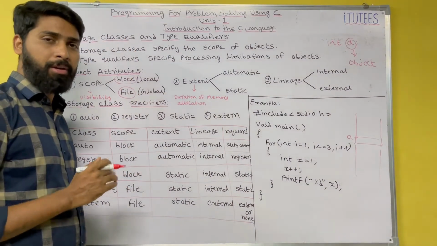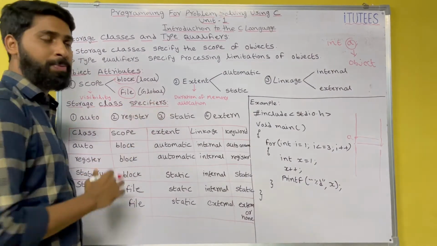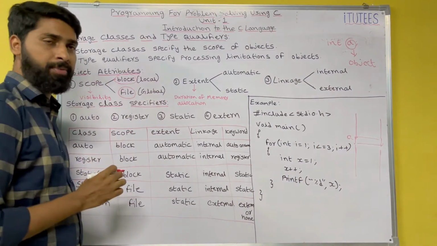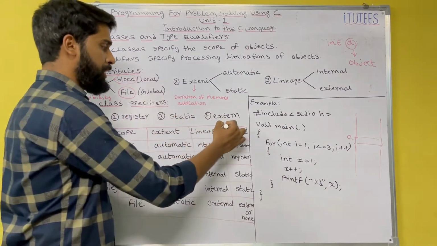In this class we are going to learn about storage classes. In C programming we have four types of storage class specifiers. One is auto, another one is register, the third one is static, and the fourth one is extern.